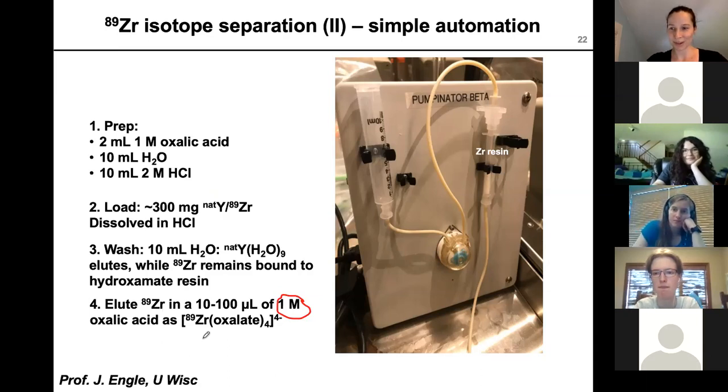No question. Zoom fatigue is setting in. Probably a little bit. So let me just show you two last examples.